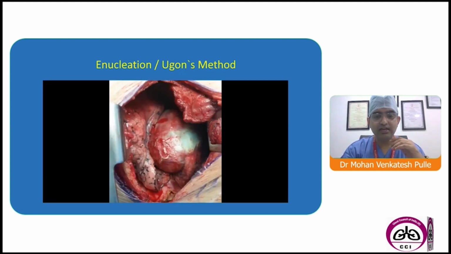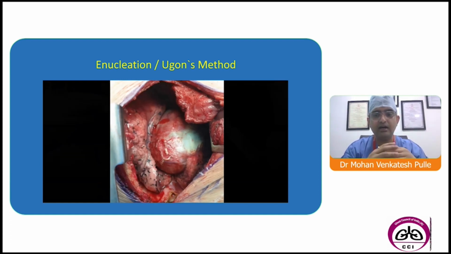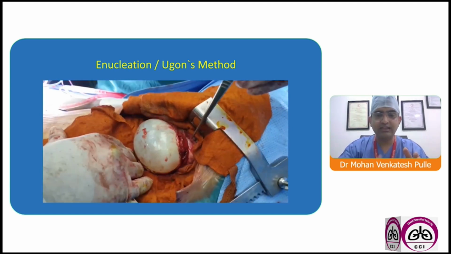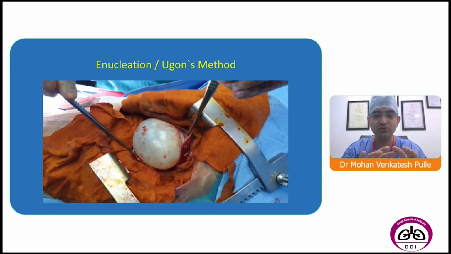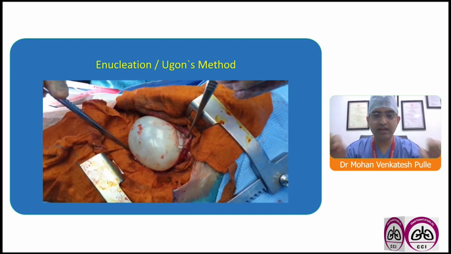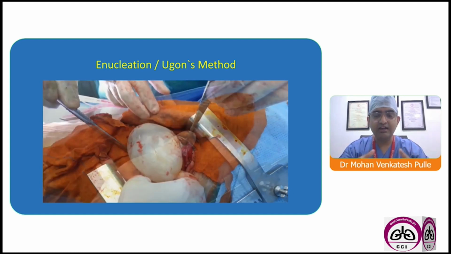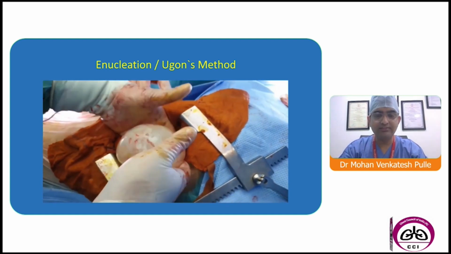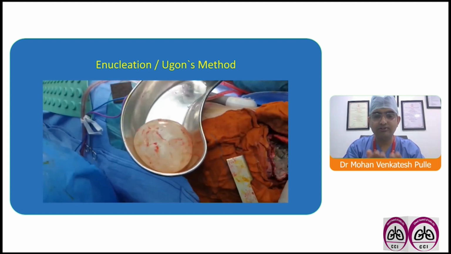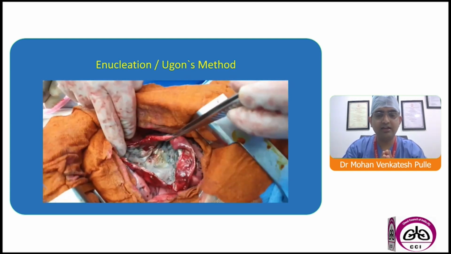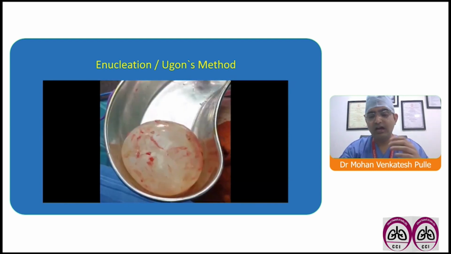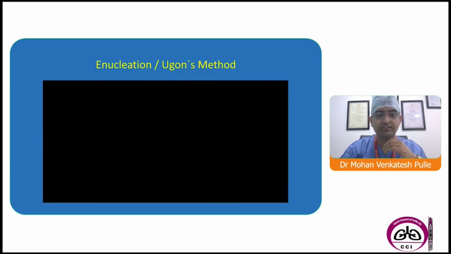So this is what I was talking about. This is the enucleation or Ugon's method. This is a left-sided upper lobe disease. Once we cut the lung tissue, the cyst will appear like that. This is the whole of the endocyst. There is no rupture of the cyst. With two forceps, we are holding the pericyst, and we ask the anesthetist to inflate the lung, and the whole of the endocyst can be delivered out, enucleated like that. So this is the pericystic cavity. We can close the bronchial openings and we can close the chest in such cases.